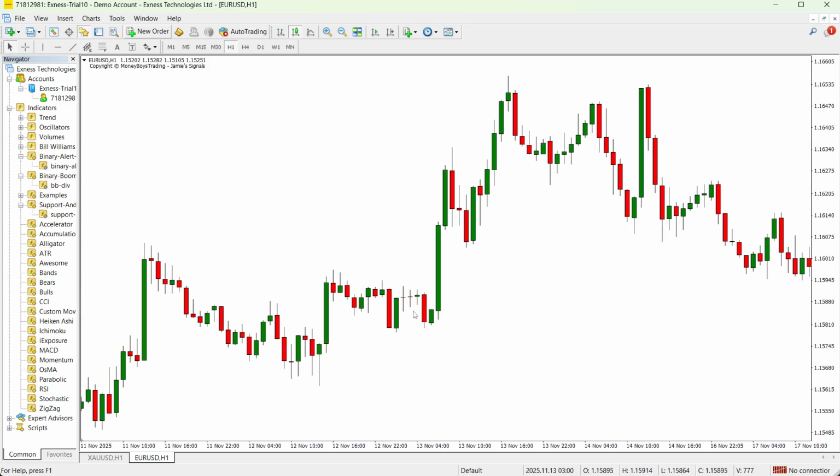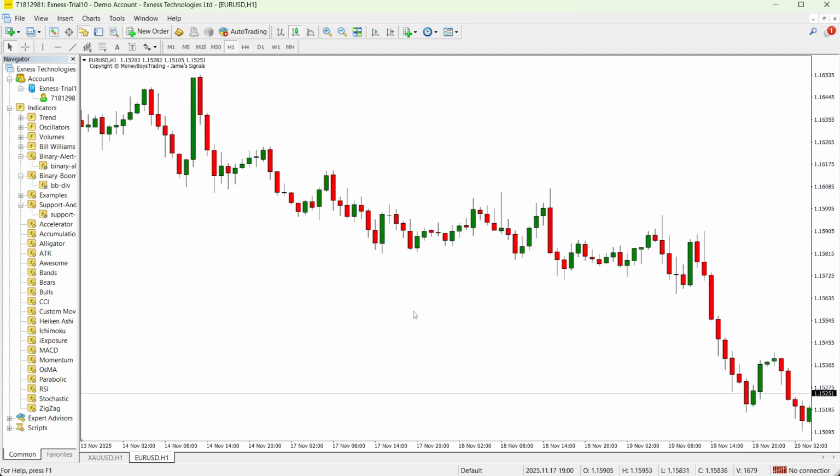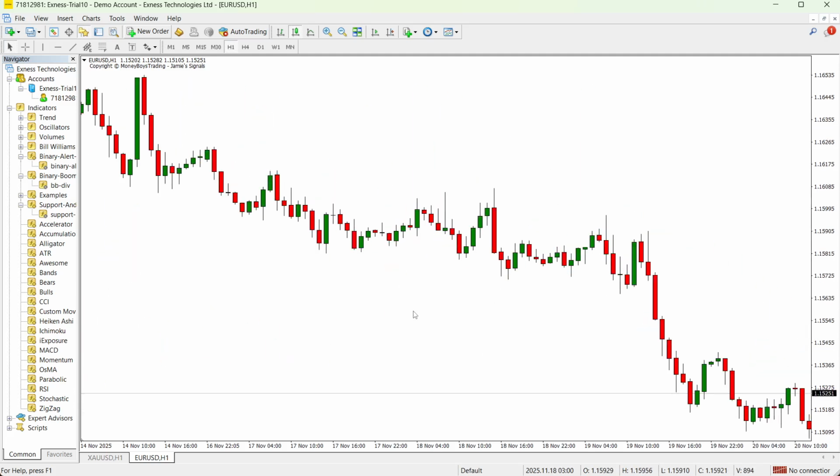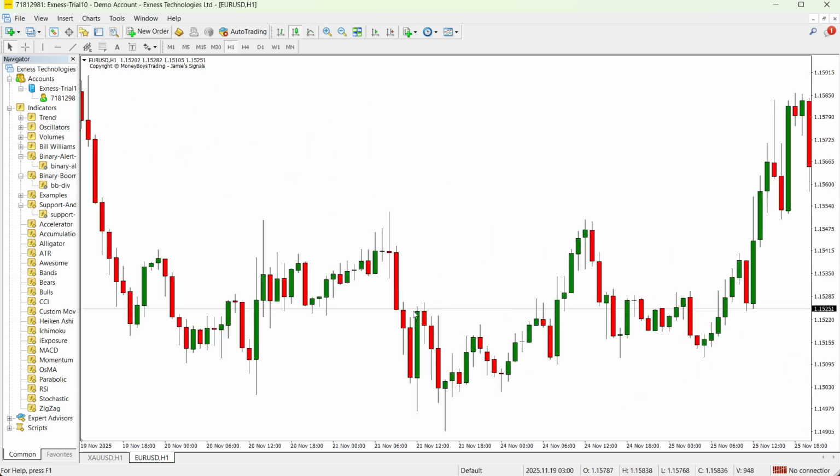Used carefully, that can make capital more efficient. Used aggressively, it can wipe out an account quickly if risk isn't controlled.